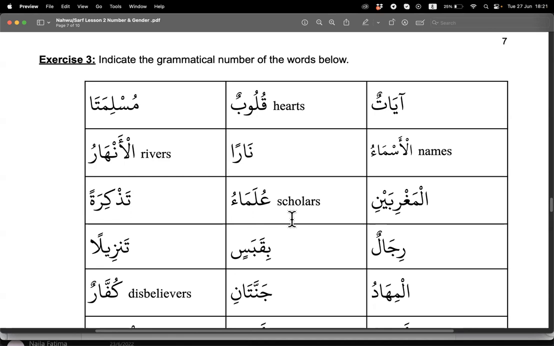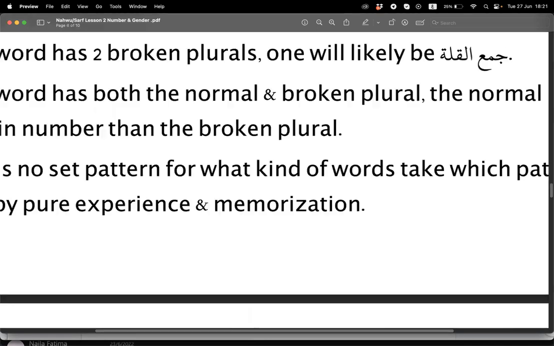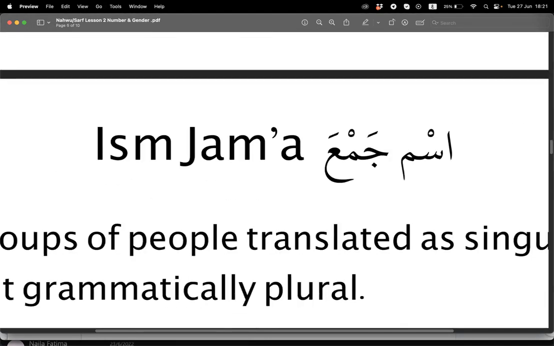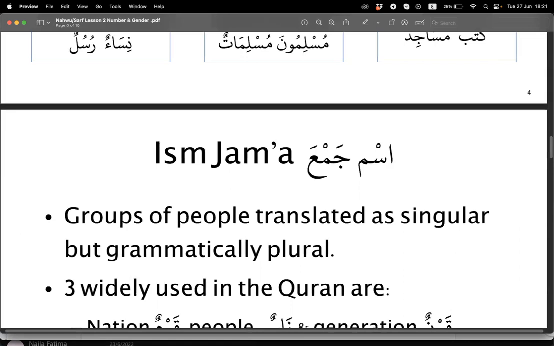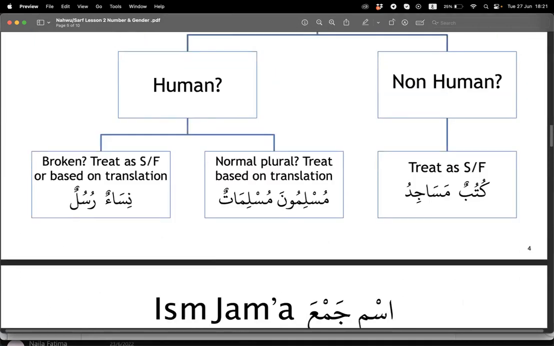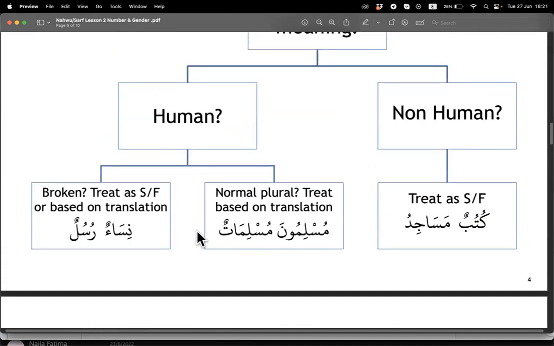So is this human or non-human? Yes, this is human. Okay, let's talk about status first. What status? Status of ulama is rafa. Okay. So for human, we can have two choices. It is also a broken plural, singular feminine, right? Scholars, it is a broken plural.